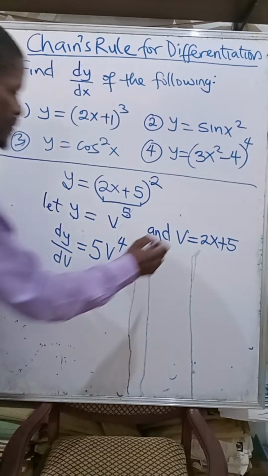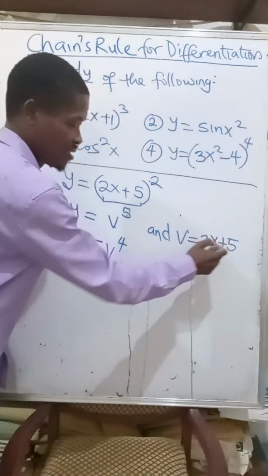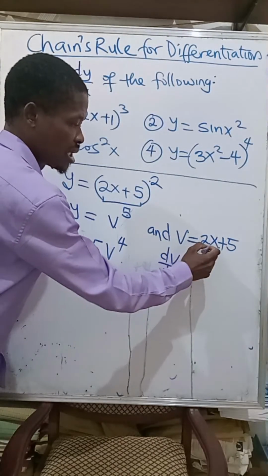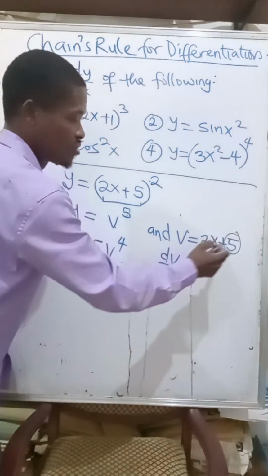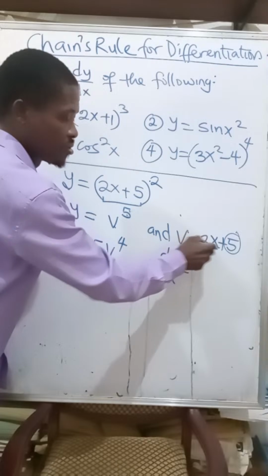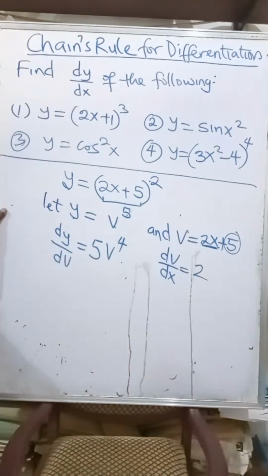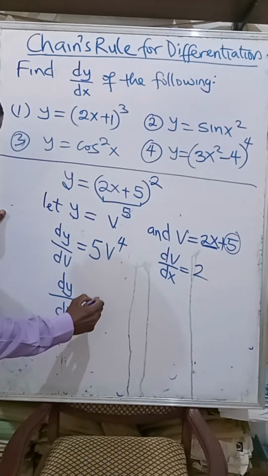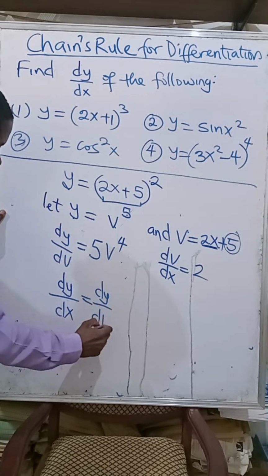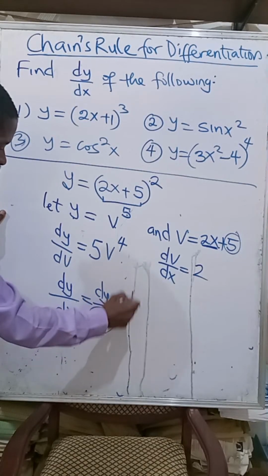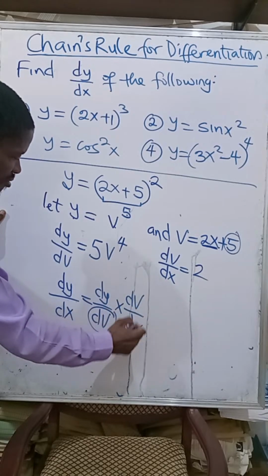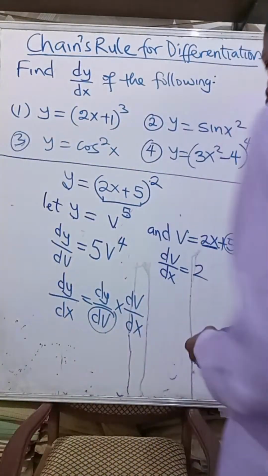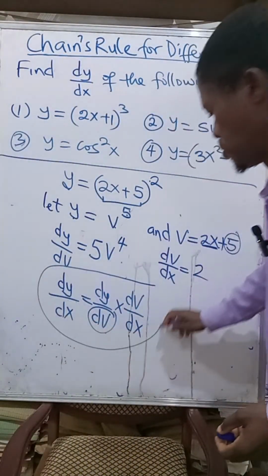Then this one also is a function of x. So we're going to differentiate v with respect to x, and that will be equal to what? There's no x here, this is a constant, so it cancels, and 2x gives 2. So your dy/dx will now be equal to dy/dv, whatever you have there, times dv/dx. That's how to do that. That's the chain rule.